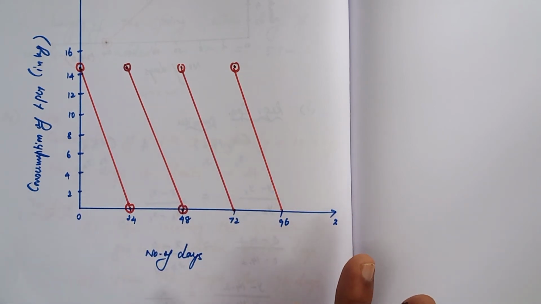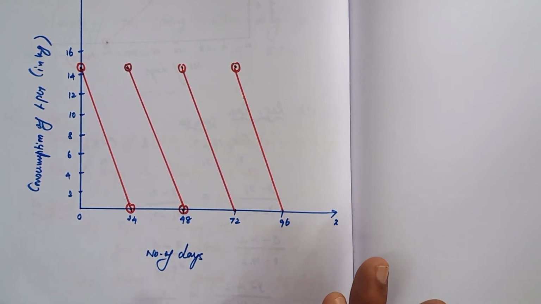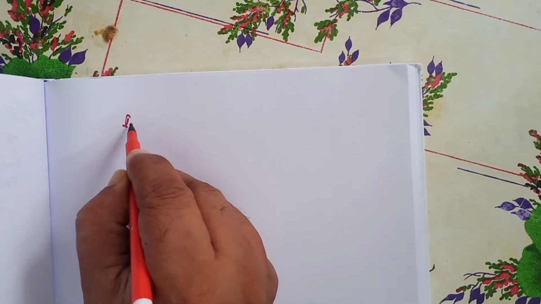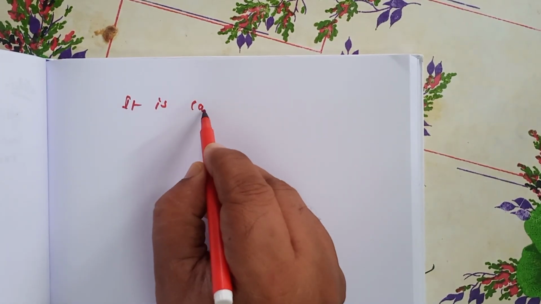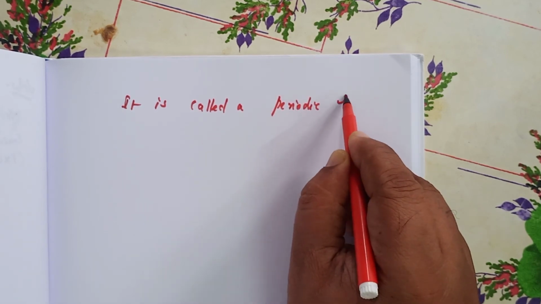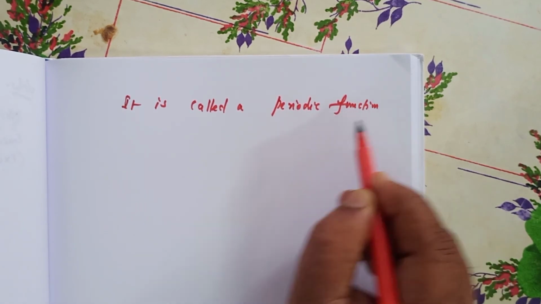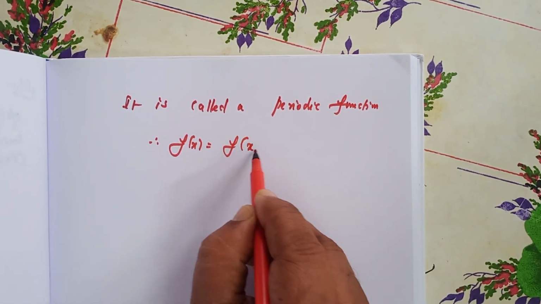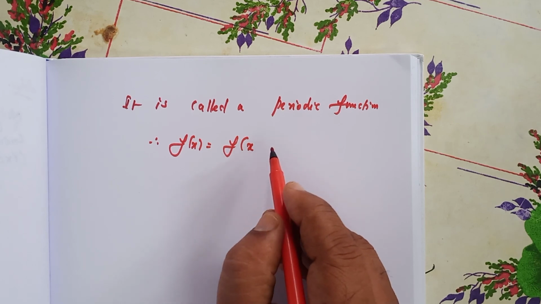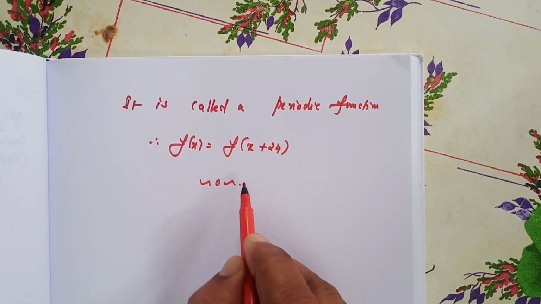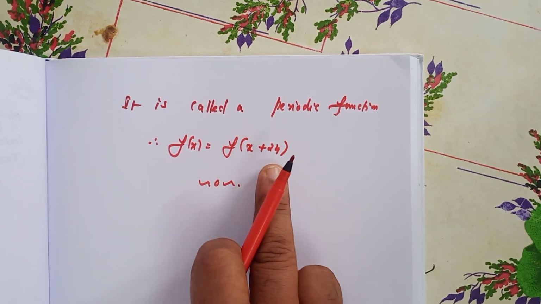This type of function is called a periodic function. Here you have to write the function: f of x equal to f of x plus 24, because we are replacing it every 24 days. Like that you have to mention f of x equal to f of x plus 24.